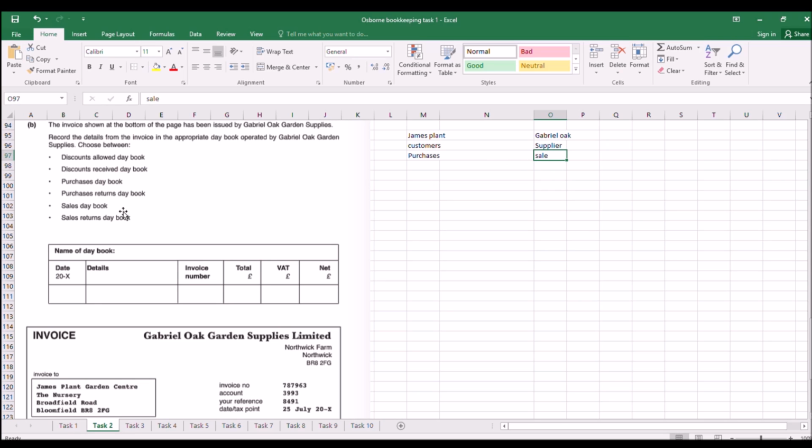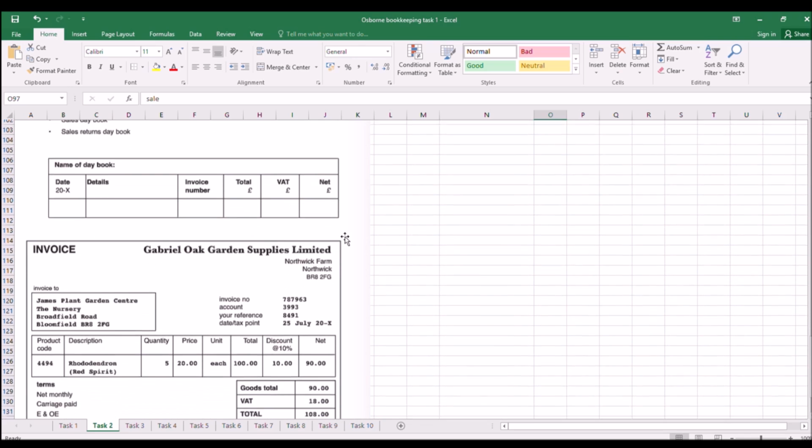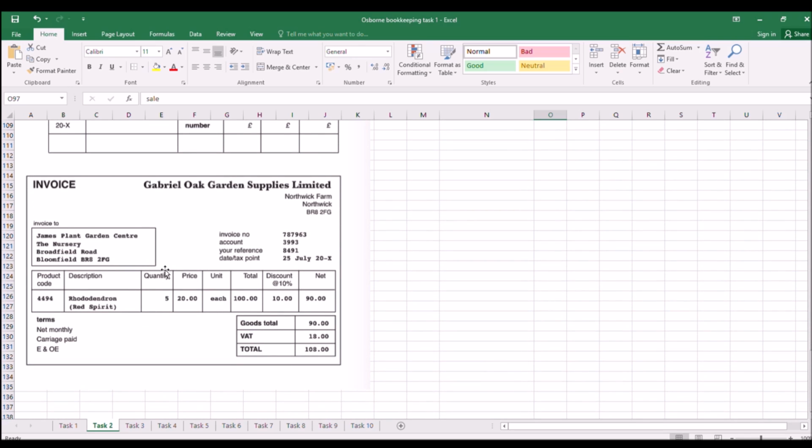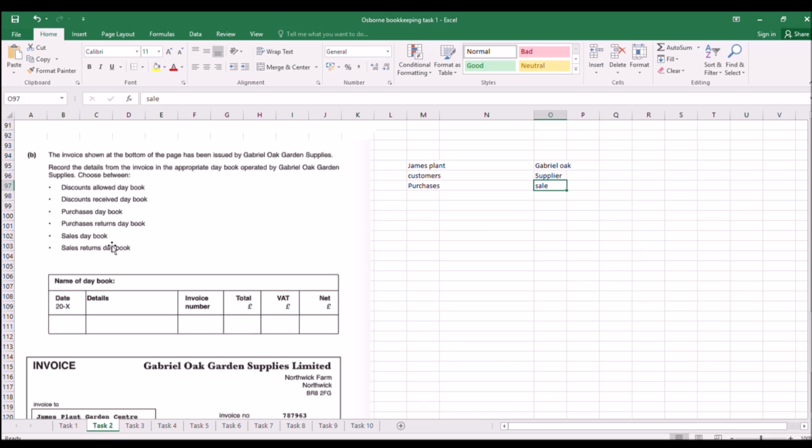We're going to be going for sales day book, aren't we? And it's an invoice, a sales invoice. It's not like a credit note, so we're not in sales returns. We're in sales day book land. So we're going to be going name of the cash book. That's going to be sales day book. Okay, and then let's go through our details then.